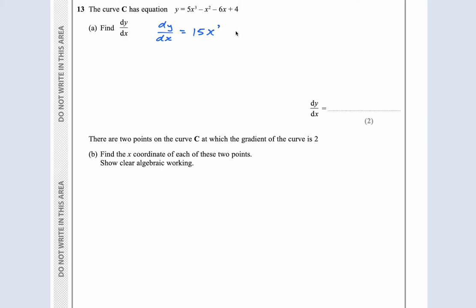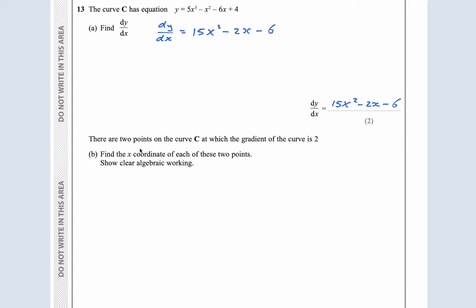x squared minus 2 times 1 is 2, so this becomes 2x. Subtract 1 from the power, and sorry if I didn't say it, guys, we multiply by the power and subtract 1 from the power. And minus 6x just becomes 6, because if you subtract 1 from 1 you get 0, and x to the power of 0 is 1. And then the 4 just disappears because it's like x to the 0, so you're multiplying by 0. So this is the derivative: 15x squared minus 2x minus 6.